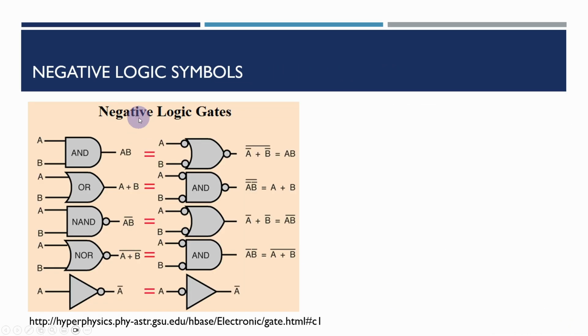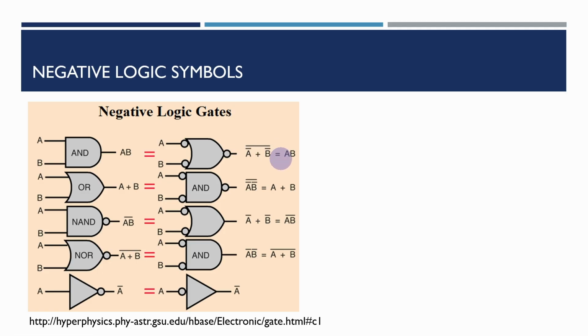But there is quite a nice diagram from Hyperphysics, which again will be in the description below. And what it basically shows us is that if we use this negative logic, then we can represent an AND gate as a NOR gate with two inverters on the inputs. So in fact, what this is showing is that A and B is the equivalent of the invert of A and the invert of B ORed together, and then invert the output.